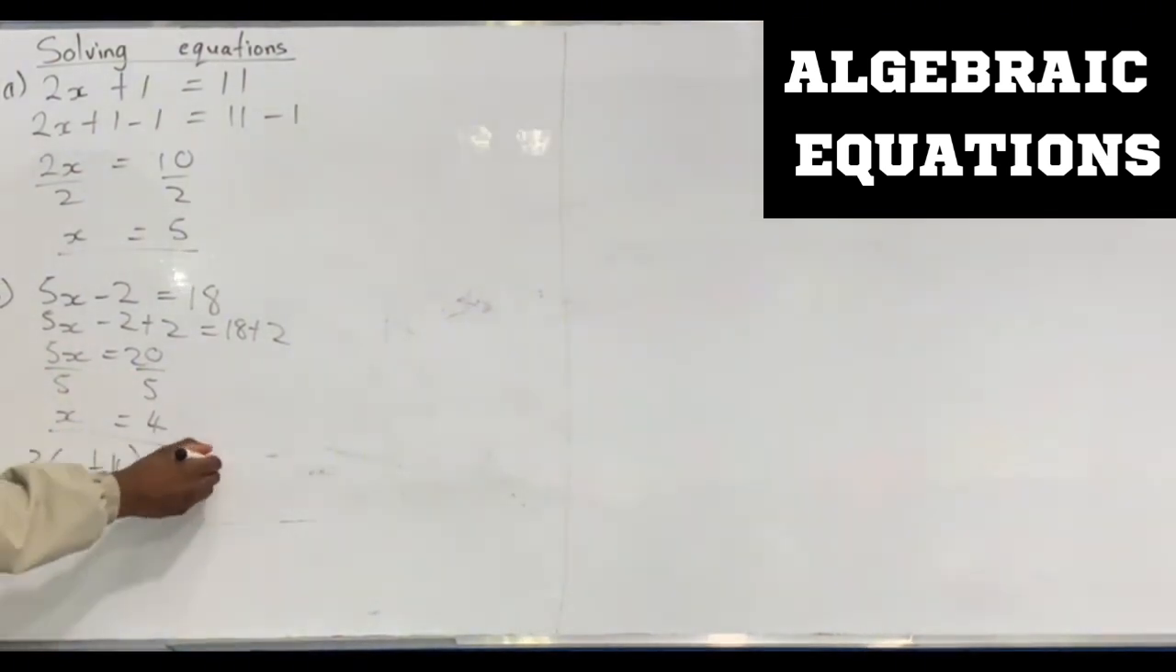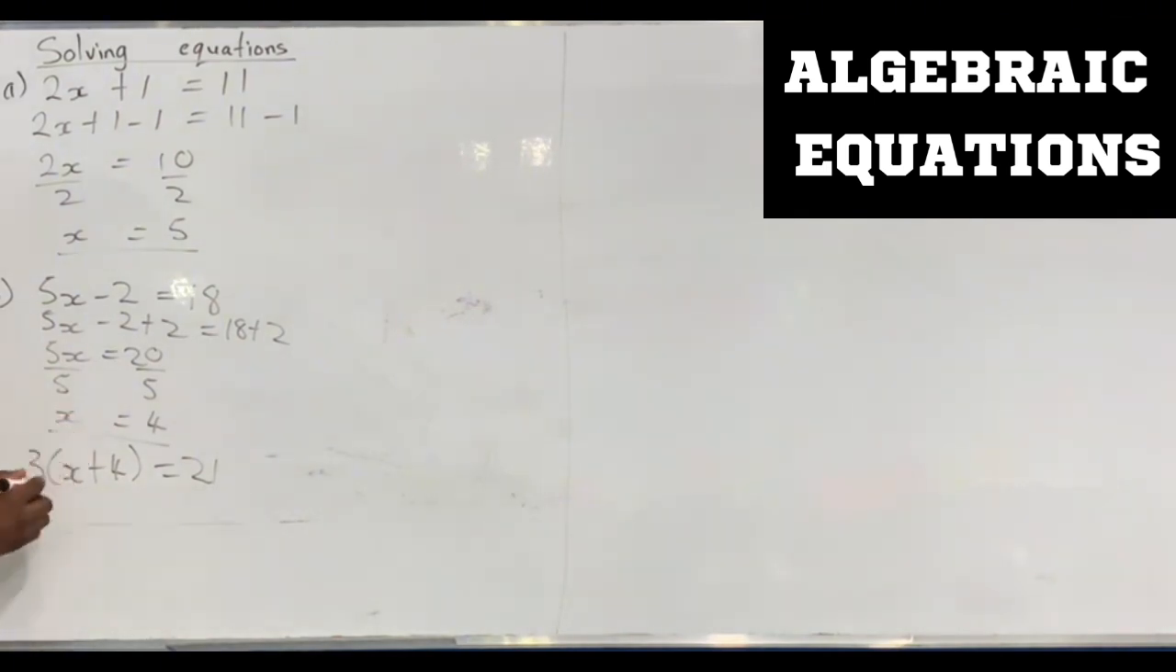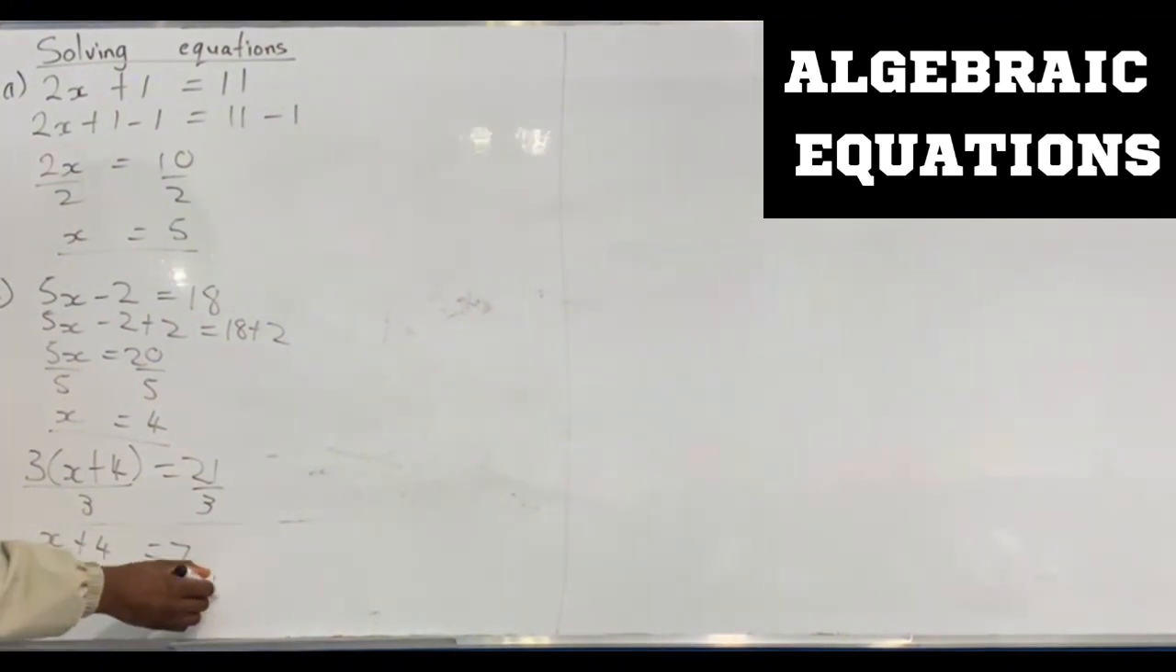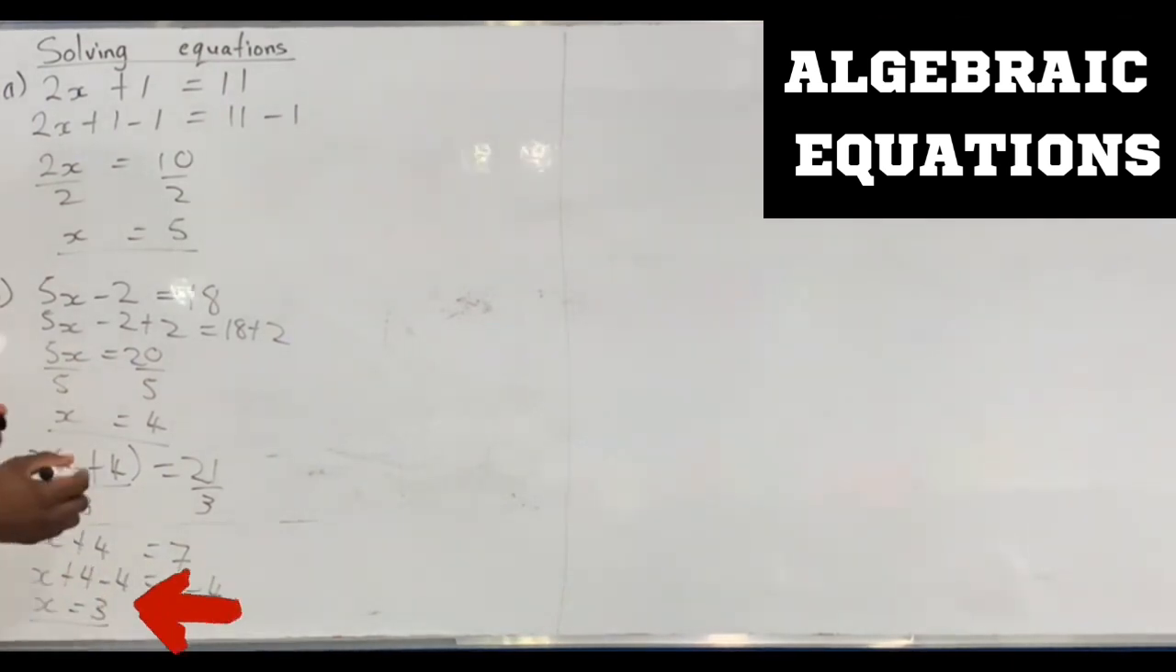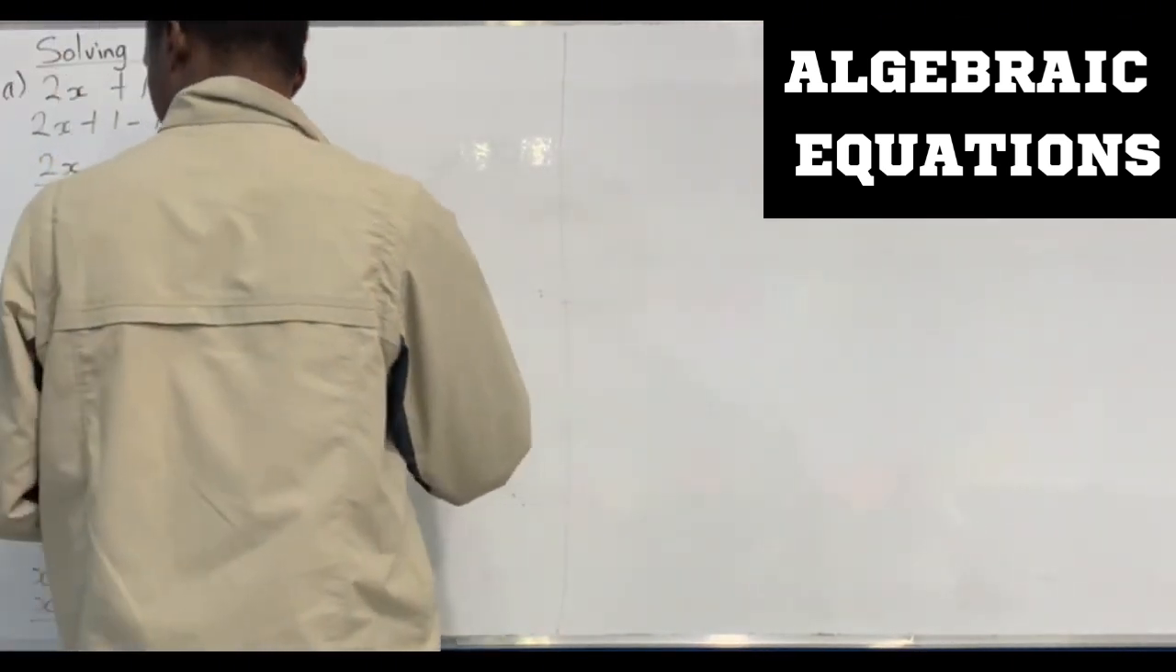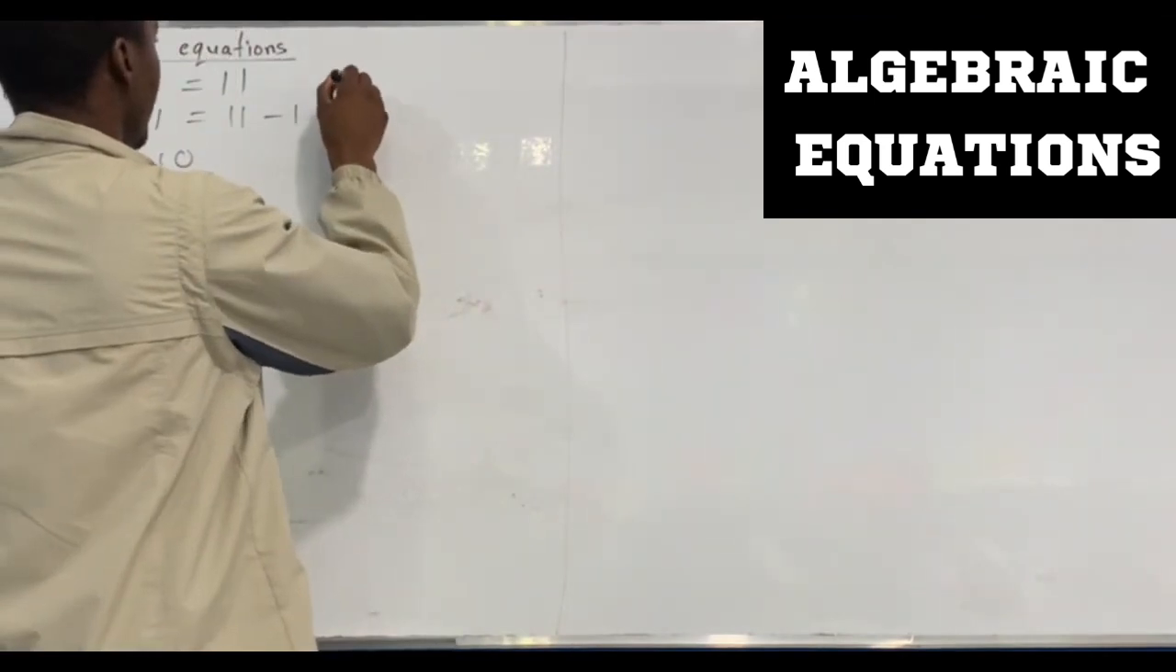Let's look at the third one. 3 bracket x plus 4 is equal to 21. In this one, you can see that both sides have multiples of 3. So a very simple method, we just divide both sides by 3. We remain with x plus 4 is equal to 7. Then we subtract 4 from both sides. X plus 4 minus 4 is equal to 7 minus 4. Then x is equal to 3. A very, very simple way to do it.